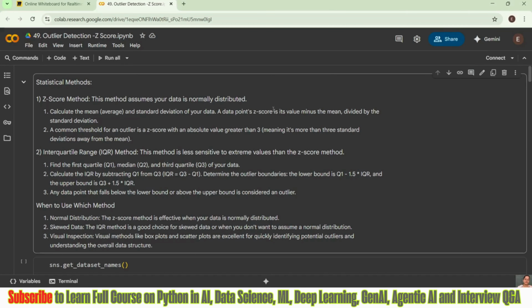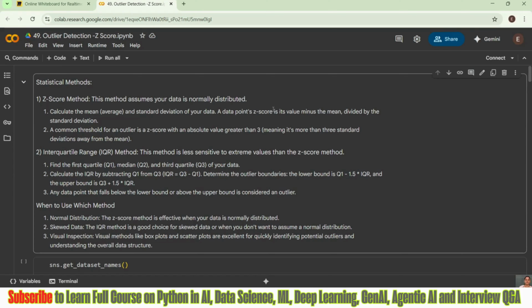Guys, here we are with our very important concept of outlier detection. There are several methods by which we can detect outliers, and these are a few of the most frequently used methods. One is the Z-score method, which assumes that the data is normally distributed.